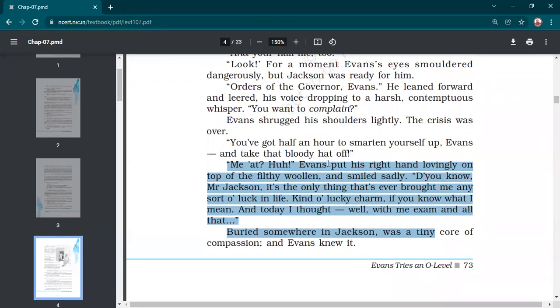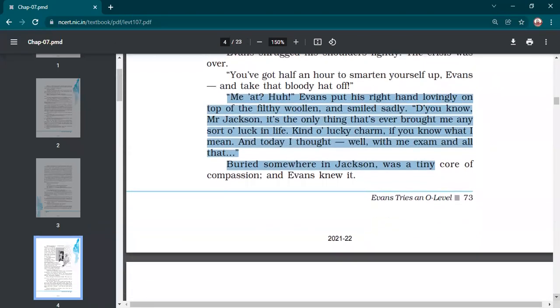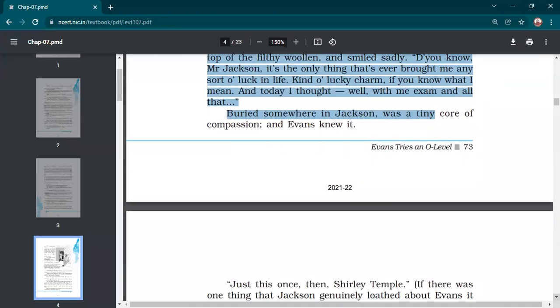Here, Evans is saying that my lucky charm is my hat. So please let me wear this hat because I'm appearing for the exam. Clear? तो मुझे डालने दीजिए ये वाली cap. So this is what he is asking him.